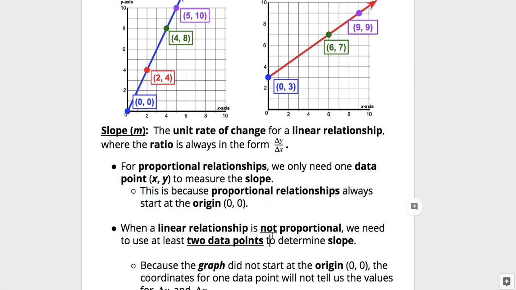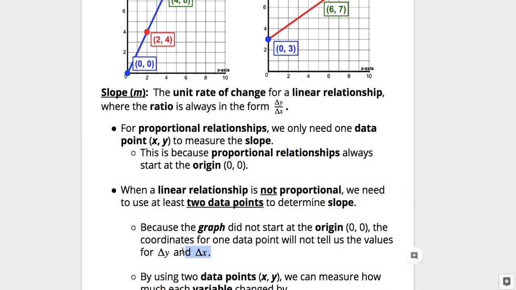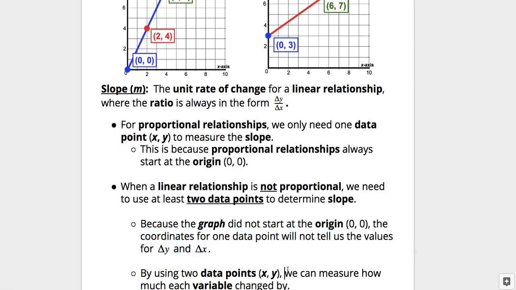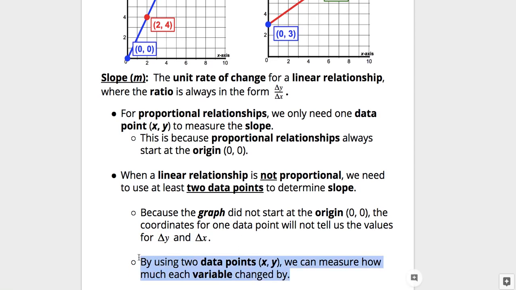When we look at relationships that are not proportional, we're going to need to use at least 2 data points to start determining slope. This is because the graph for a non-proportional relationship doesn't start at the origin, 0 and 0. Because of that fact, the coordinates for one data point are not going to tell us how much y and x have changed by since the beginning of time. Instead, we're going to have to use 2 data points to measure that rate of change, how much y is changing by compared to how much x is changing by.